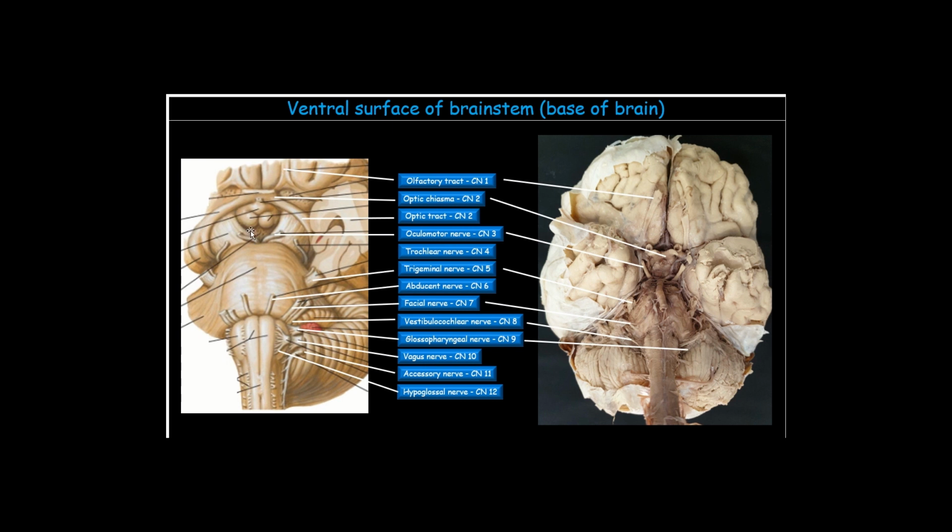Now, if we go higher up, this is the region where the midbrain is present, and we are actually looking at the two peduncles of the midbrain, which are known as the cerebral peduncles or the crura cerebri. In between the two crura, we can see a little space over here. This is the interpeduncular fossa, and you can see lots of little holes over here.